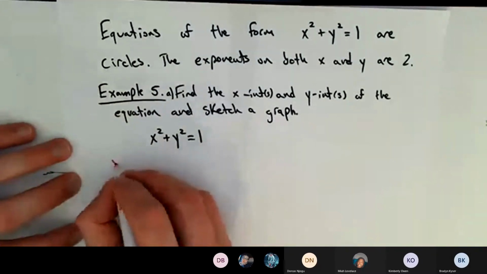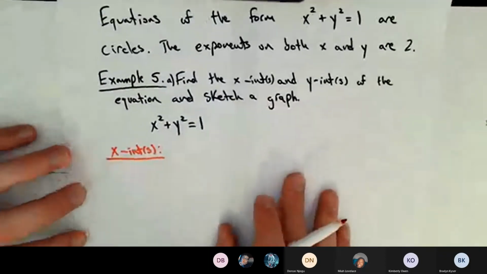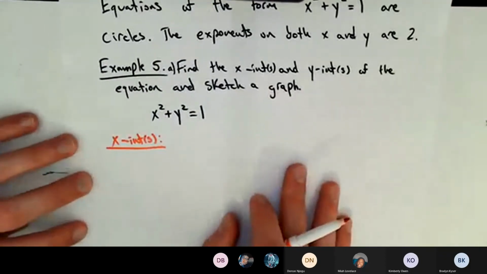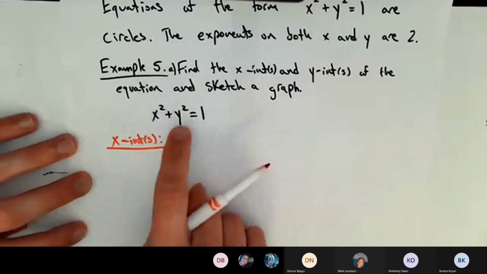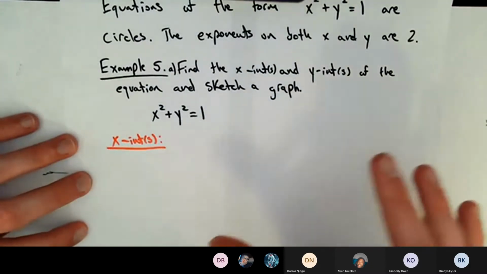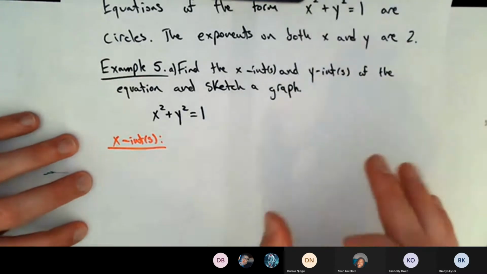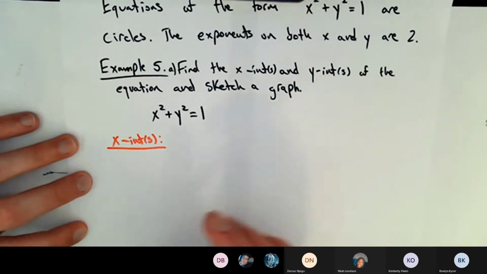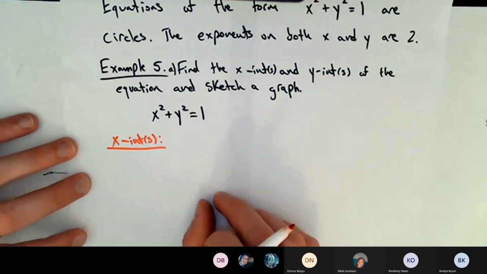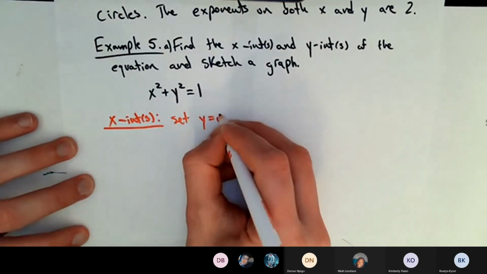All right, let's find the x-intercepts first. How many will there be? Well, let's see. It'll depend for circles. In this case, we'll have two of each, but it can depend on where the circle is, whether it has 2 x-intercepts. Just like a parabola, it depends on where it is, how many intercepts of each kind it has. All right, so we're going to set y equal to 0.